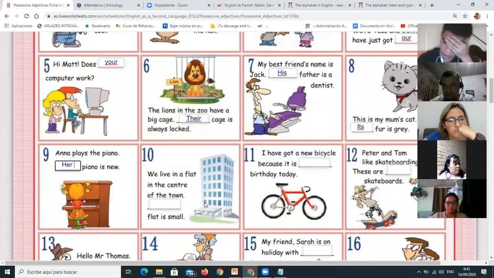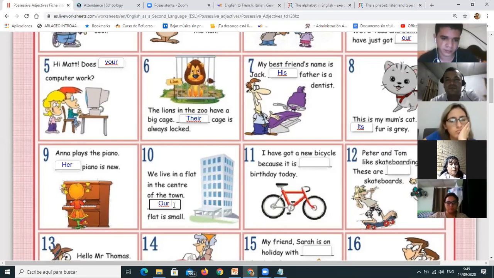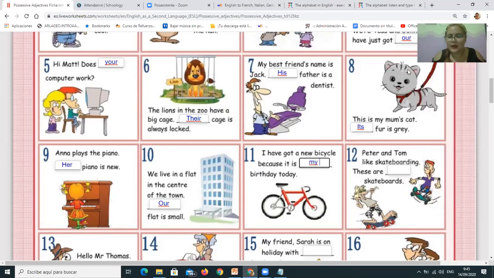Number 10. We live in a flat in the center of the town. Our flat is small. We are talking about our. We live. Number 11. I got a new bicycle because it is my birthday. My birthday.